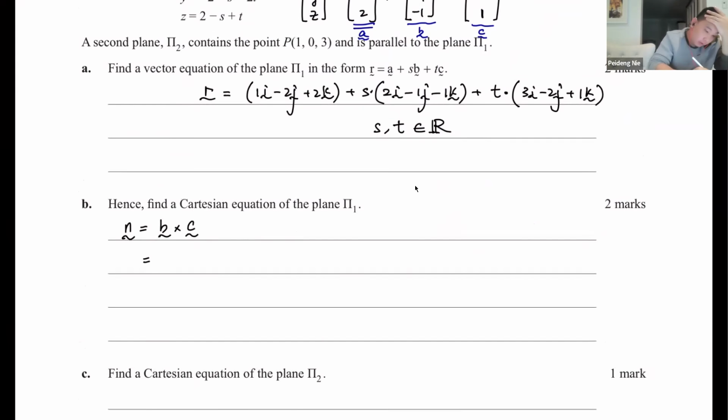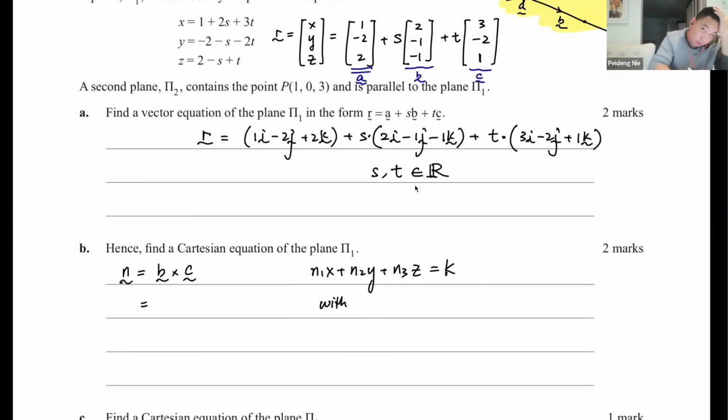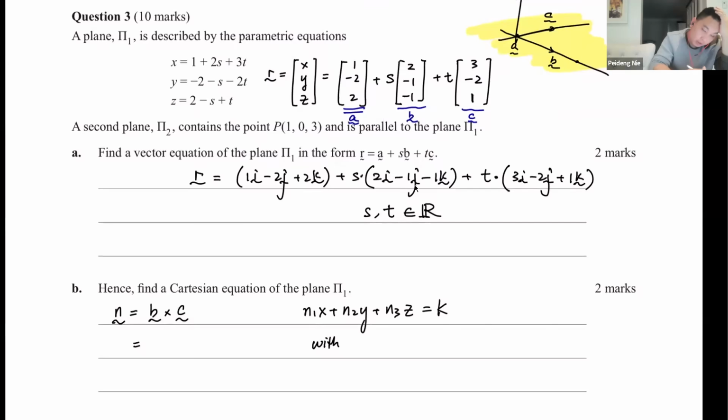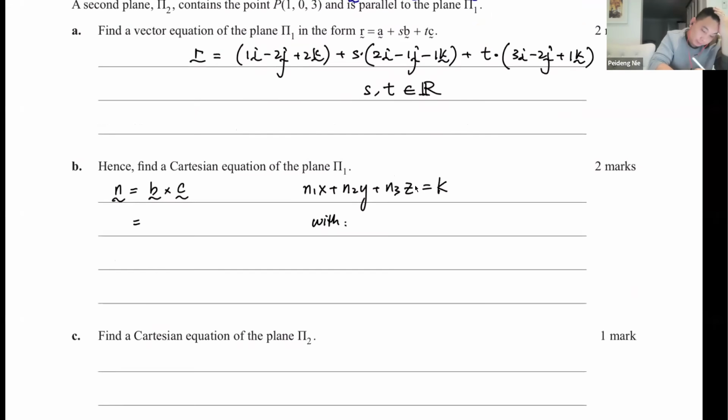And also, we can use n1x plus n2y plus n3z equals to k with a common point between two lines, which is the foot of that perpendicular vector. Let's say 1, minus 2, 2, okay? So that's the structure of the part B.